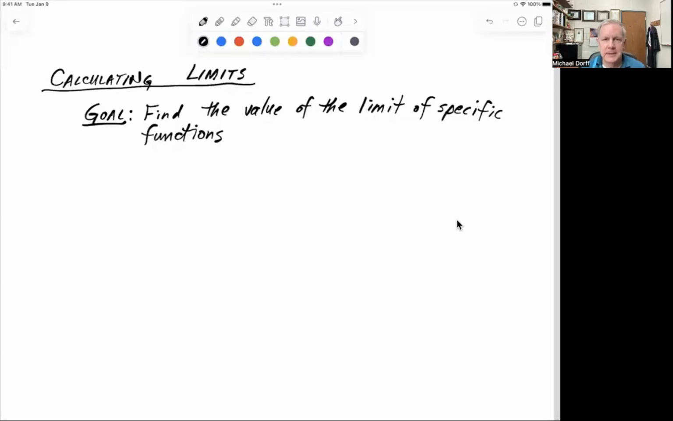Today we're going to continue our discussion about limits, and we're going to talk about how to evaluate specific limits. So our goal in our discussion today is to find the value of limits of specific functions. Let's look at a specific example here.